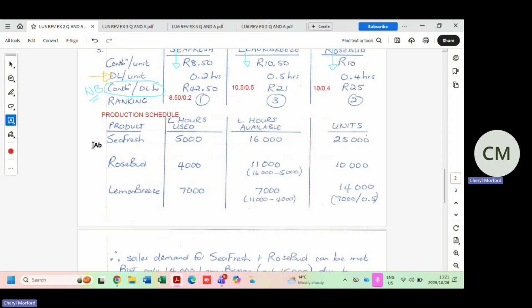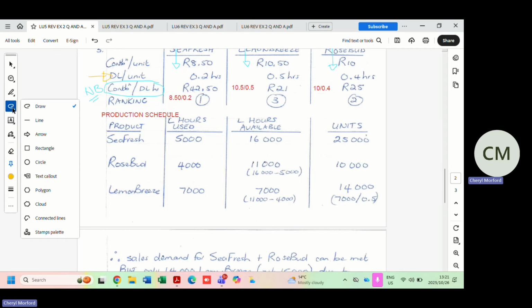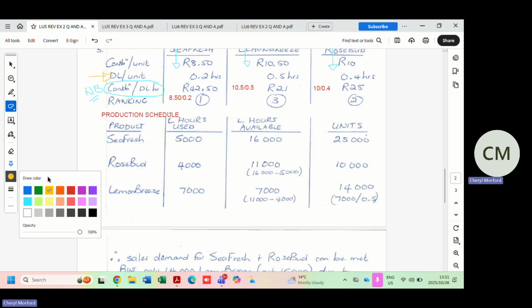And in here, we are going to determine the profit maximizing combination of the three products. So this would be a good way to set it out. Column headings from left to right: product, labor hours used, labor hours available, and units. And we're going to start with the product that comes in position 1, which is Sea Fresh. So we're going to start here.